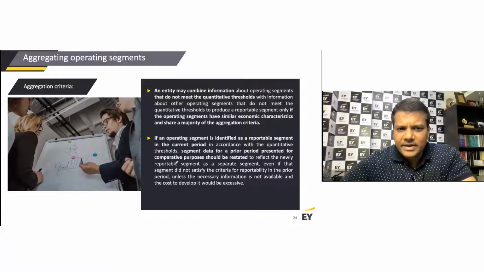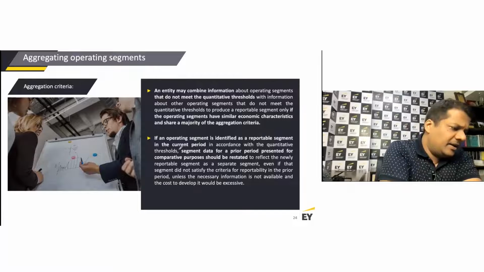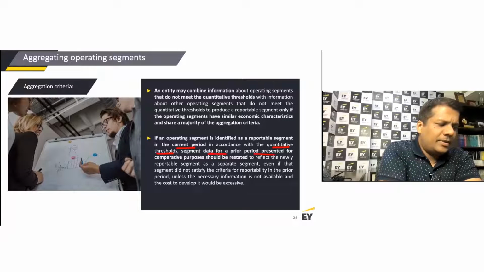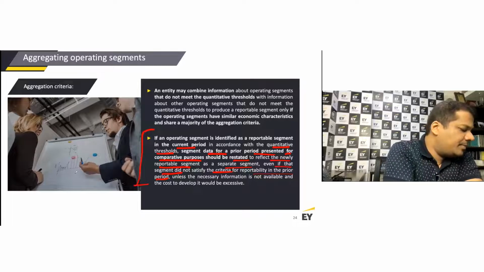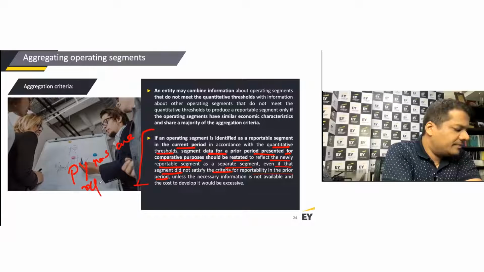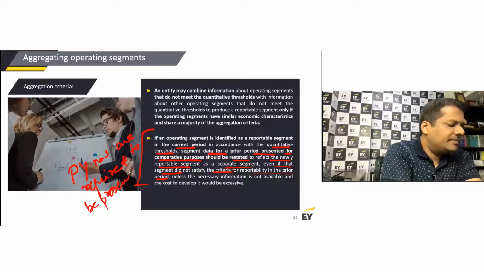If an operating segment is identified as a reportable segment in the current period in accordance with the quantitative threshold, segment data for a prior period presented for comparative purposes should be restated to reflect the newly reportable segment as a separate segment, even if that segment did not satisfy the criteria for reportability in the prior period. What is this essentially saying? Previous year numbers are required to be presented in the same format.